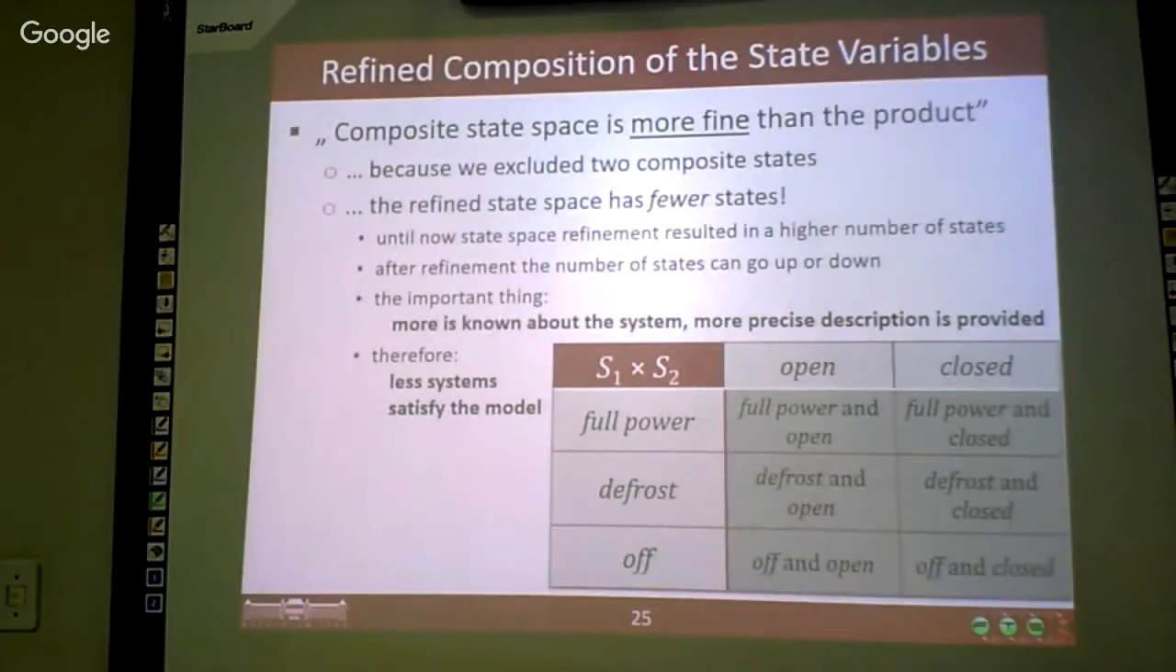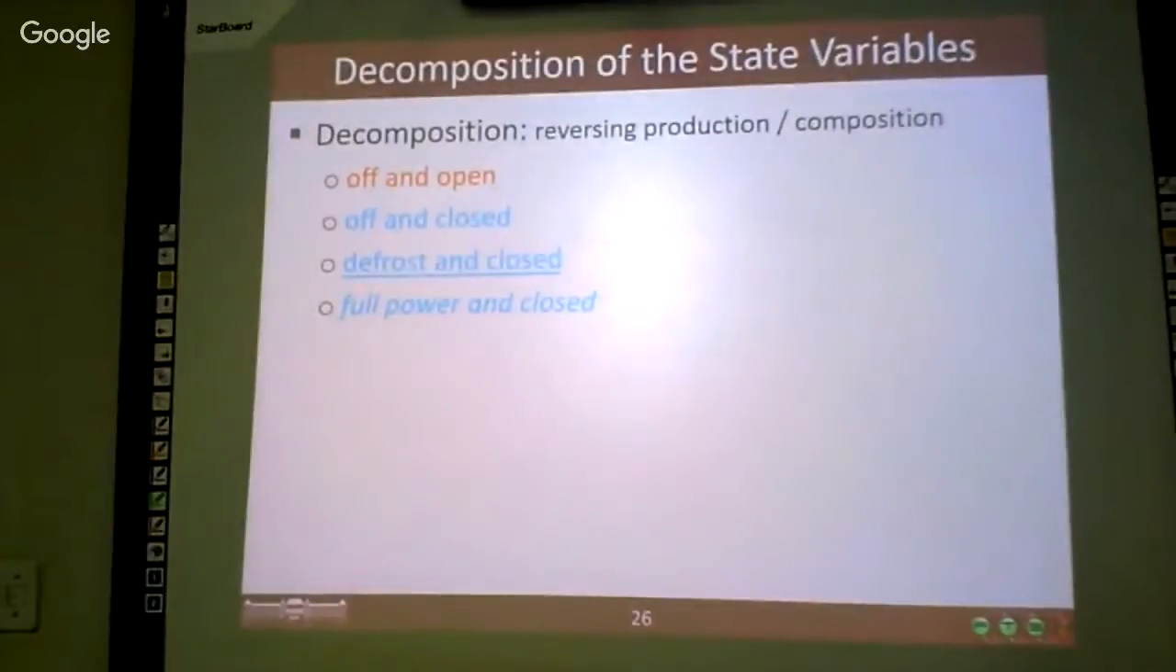And as I told you, the composite state space is more fine than the product because we excluded two composite states. This way, the refined state space has fewer states. Until now, the state space refinement resulted in a higher number of states. But an important thing is that it can also reduce the number of states. This way, the system is more restrictive. It has less behavior than the composite state space without this restriction.